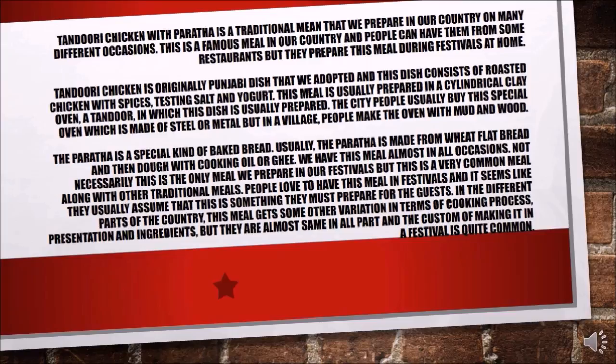The city people usually buy this special oven which is made of steel or metal, but in a village, people make the oven with mud and wood. Paratha is a special kind of baked bread. Usually, the paratha is made from wheat flat bread and then dough with cooking oil or ghee. We have this meal almost on all occasions. Not necessarily is this the only meal we prepare in our festivals, but this is a very common meal along with other traditional meals. People love to have this meal in festivals, and it seems like they usually assume that this is something they must prepare for the guests.